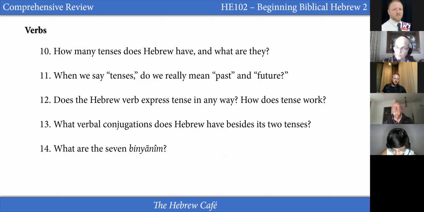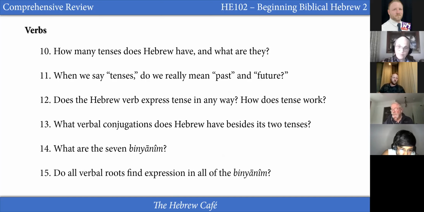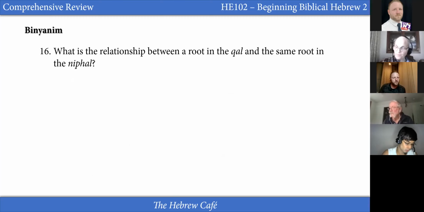Okay, that's conjugations. So what are the 7 binyanim? John, do you remember some of them at least? Kal, the Nifal, Piel, Pual, Hitpael, Hifil, and Hofal. Oh, fantastic. Do all verbal roots find expression in all of the binyanim? No. Most of them don't go into more than 1 or 2. Most verbs are limited in their expression.